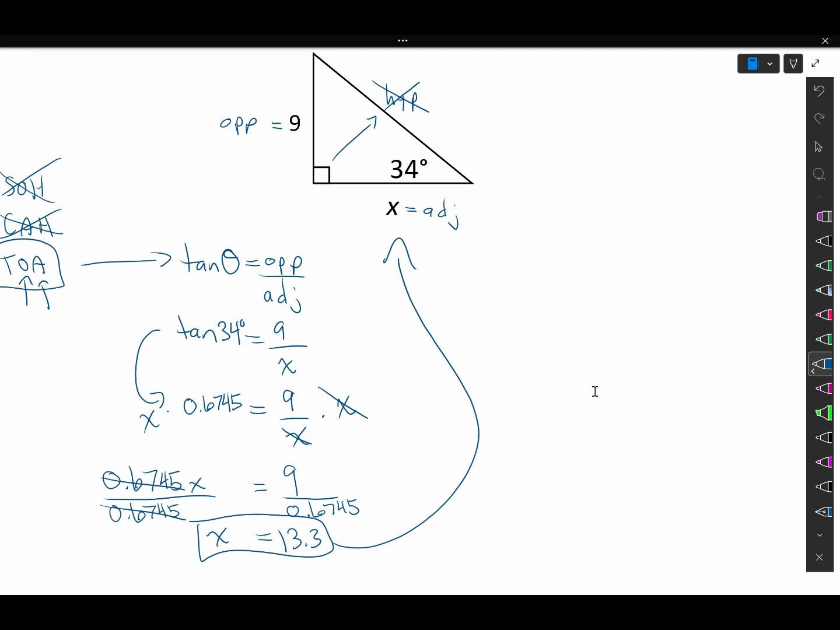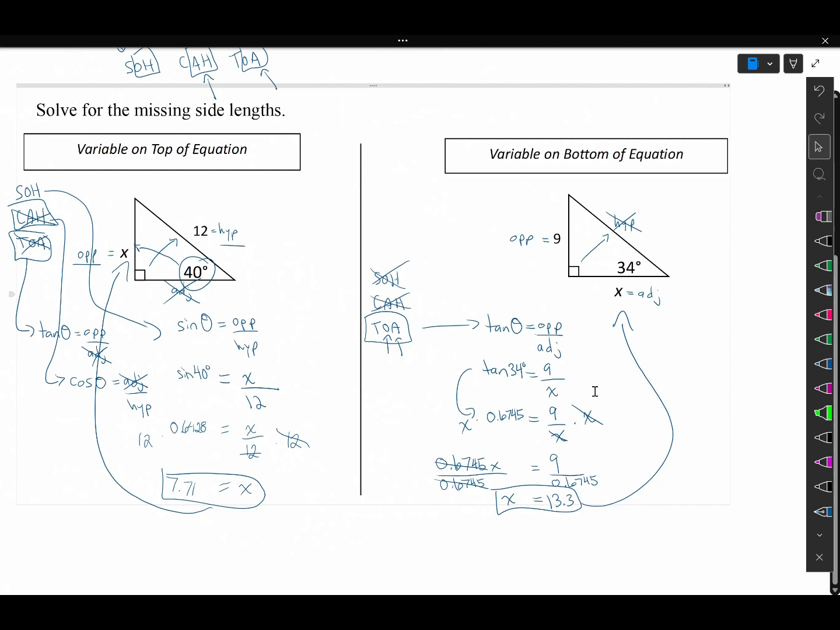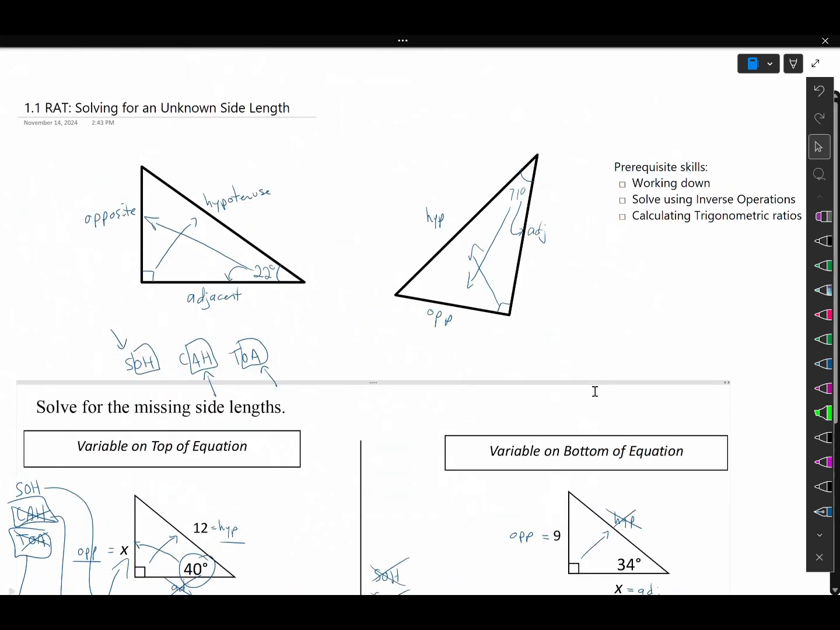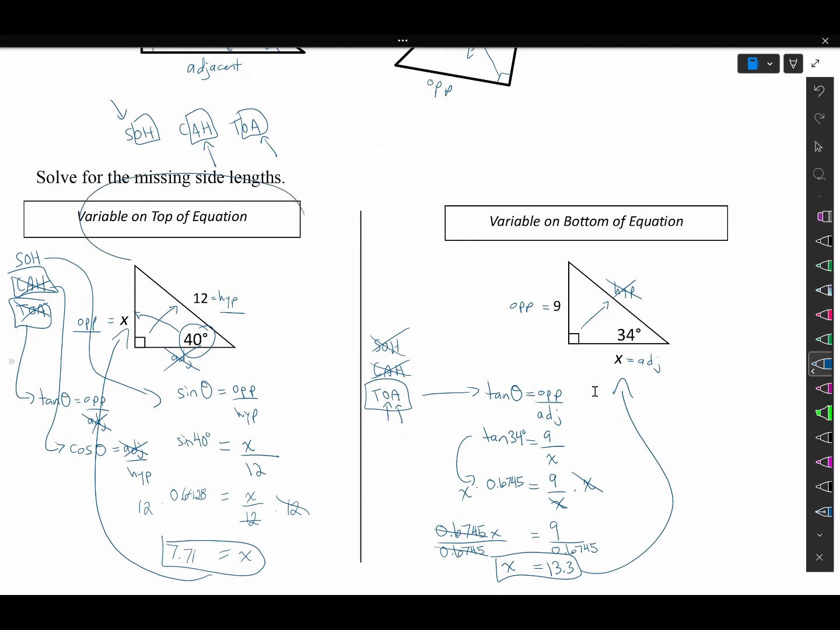Now if you followed all of these steps, you should be able to handle finding an unknown side length using your SOH CAH TOA, whether there's a variable on top of the equation or a variable on the bottom of an equation. You should be able to handle the practice at this point. And if you kept up with us this whole time, ideally you can label your triangle, you can choose an equation, you can use that equation to find your unknown side length. Good luck.